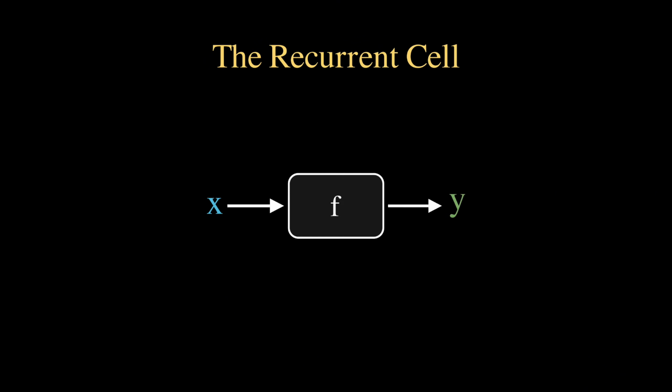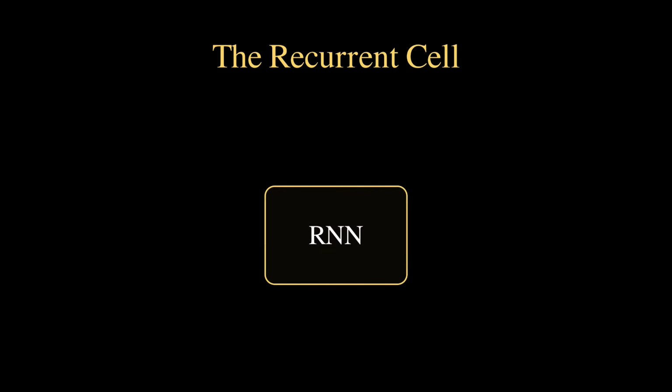But a recurrent neural network is different. It takes an input, combines it with a hidden state from the previous step, and produces a new hidden state. And here's the key, that output loops back as input to the next step. So the hidden state becomes a compressed memory of everything the network has seen.